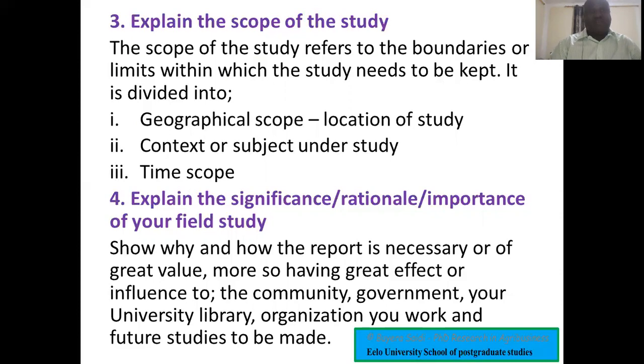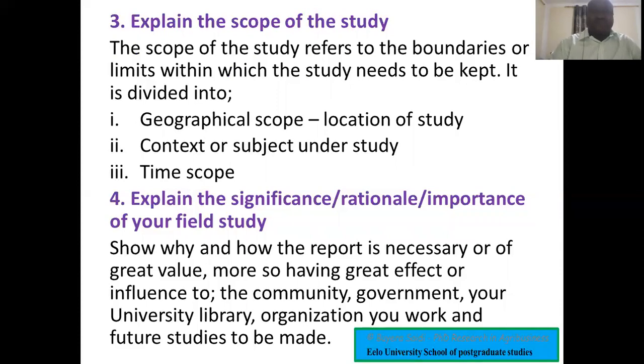It must be defined. The context or subject of study is number two. Are we going to study about cybersecurity? Are we studying about lack of knowledge of IT? That will be your context. Lastly, or number three, is time scope, the duration of our study, and also the span of time we are going to look at.